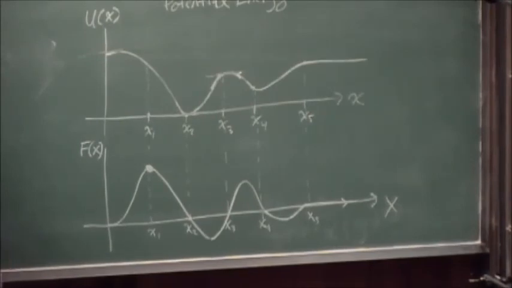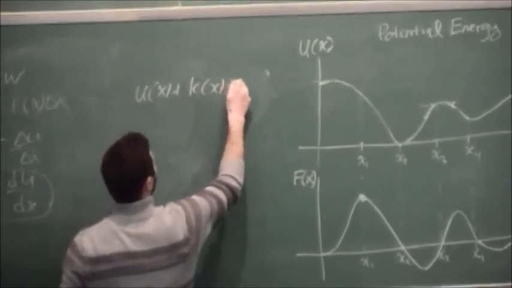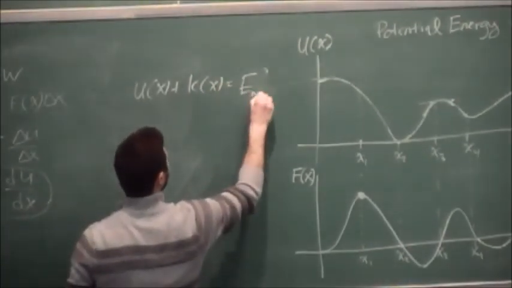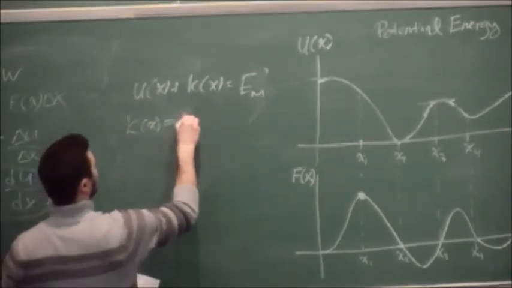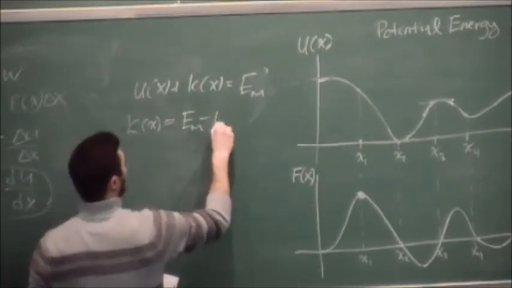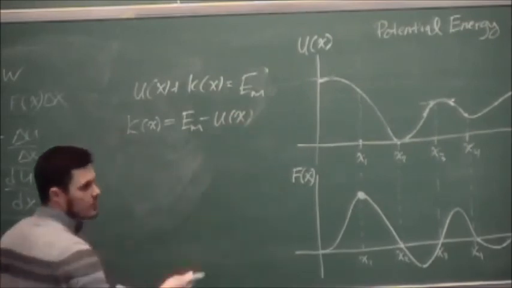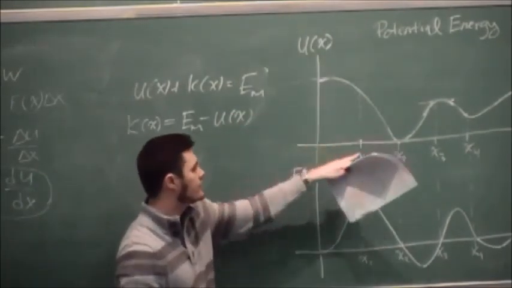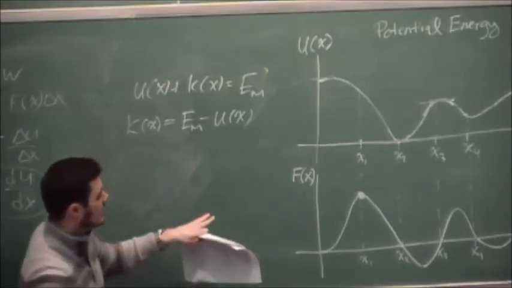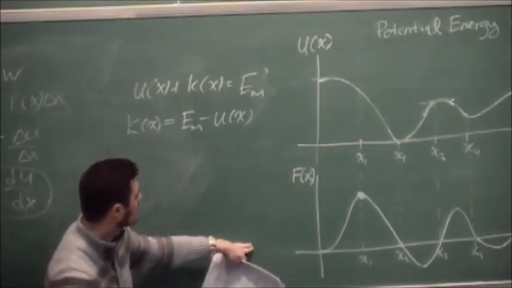All right? Now, a couple important points. If I say that U of x plus K of x from our definition is equal to some constant of mechanical energy, and I rearrange this, I can write it as E mechanical minus the potential. Now I'm doing this on purpose because I was given the potential energy curve. This is the thing I have knowledge of. Force doesn't really matter here. I'm just saying you can also get force from it.